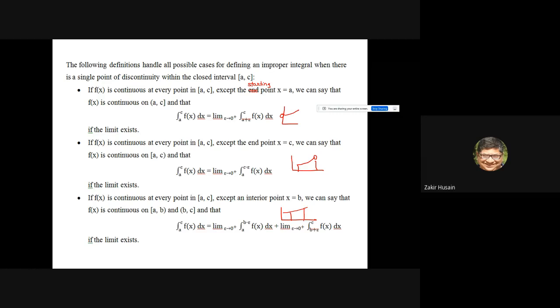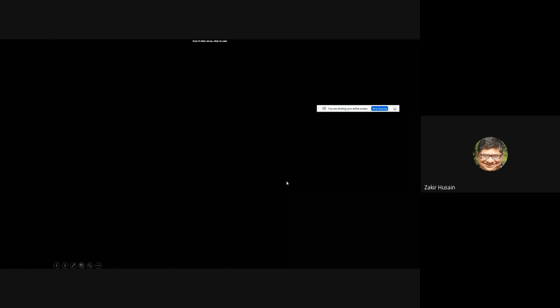So if you have a discontinuity over here, what we do is we simply take the interval like this, we evaluate this using the second rule, we evaluate this using the first rule, and we simply sum it up. So that's the end of integral calculus.